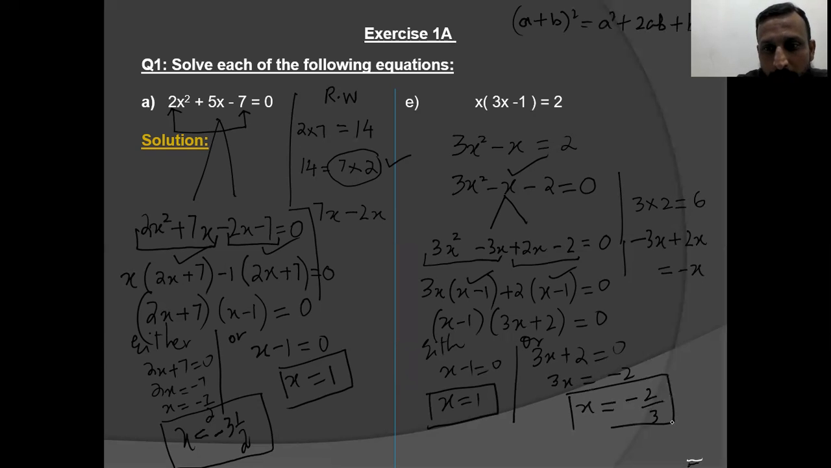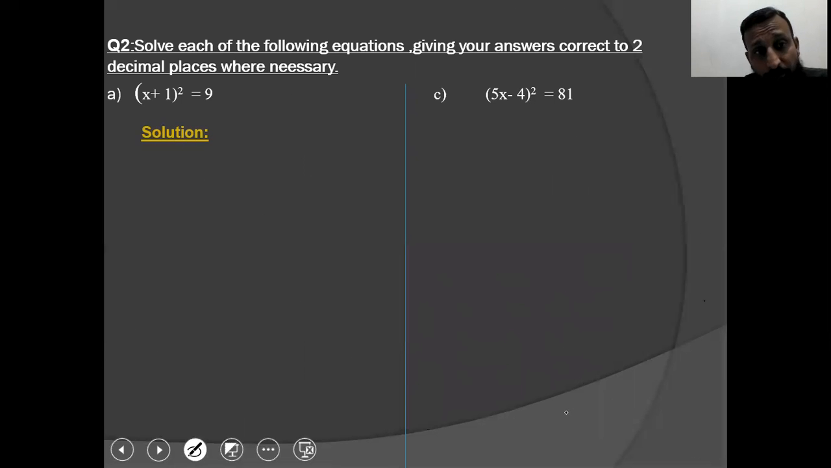So dear students, these are the two possible answers for this, x equals to 1, x equals to negative 2 upon 3. I hope this makes sense, and this is just a revision of your previous concept which you have learned earlier in the lower grades. So now this is the second case. This is the second method. What is the second method?